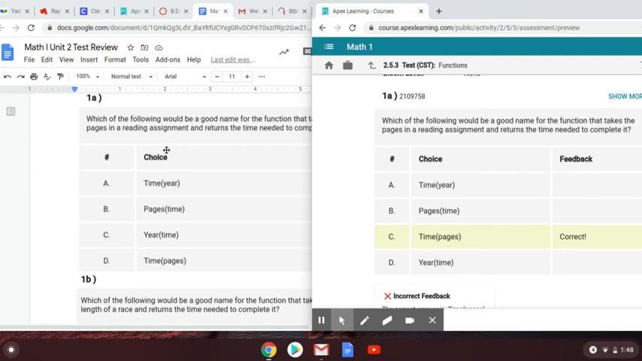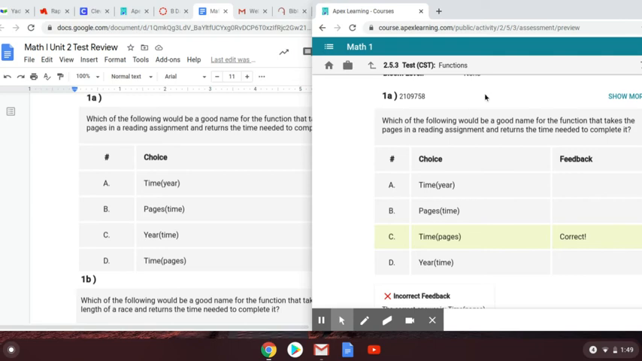So this first question is going to ask you which of the following would be a good name for the function that takes the pages in a reading assignment and returns the time needed to complete it. So the gist of this is you've got an independent variable and a dependent variable. Remember, x is your independent variable, y is your dependent variable. X is your input, y is your output. Y depends on x. The dependent depends on the independent. The output depends on the input.